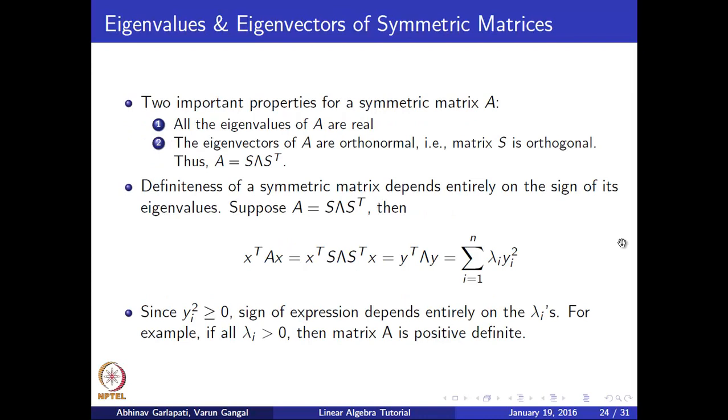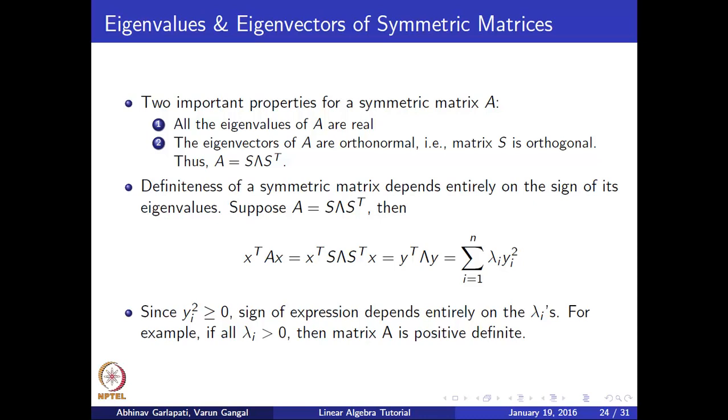If a matrix is symmetric, then all its eigenvalues are real numbers. Also, its eigenvectors are orthonormal, that is, they are mutually orthogonal and normalized. This means that the matrix of eigenvectors S is also orthogonal. We had seen that for orthogonal matrices the inverse and the transpose are the same. Hence, we can write A equals S capital lambda S transpose as per the diagonalization we defined earlier.